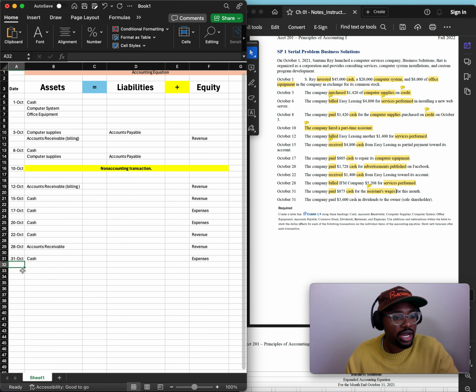Got it? Good. All right, let's do the last one. 1031. It says the company paid 3,600 cash in dividends to the owner, sole shareholder. So see what's happening there.